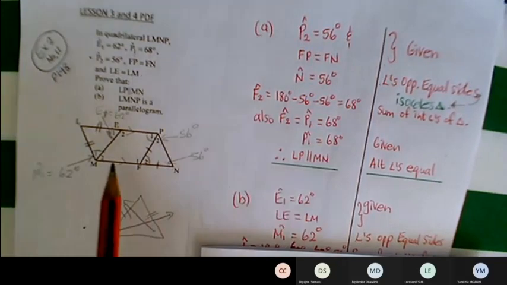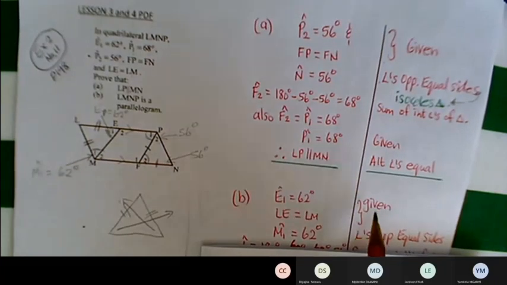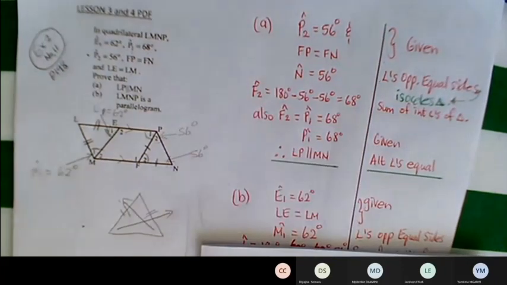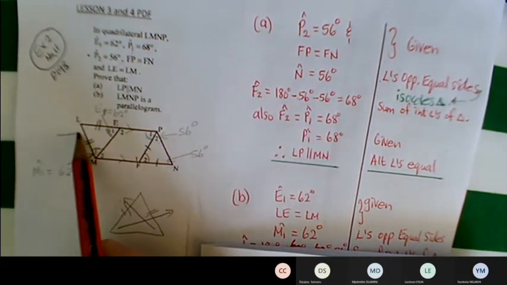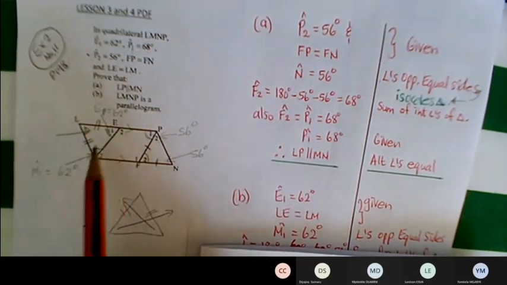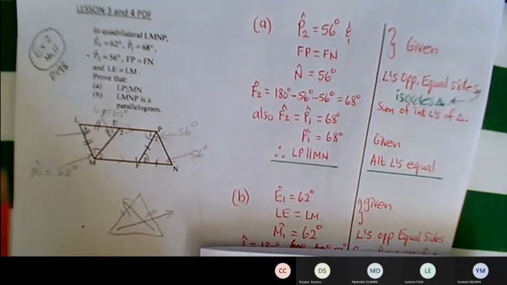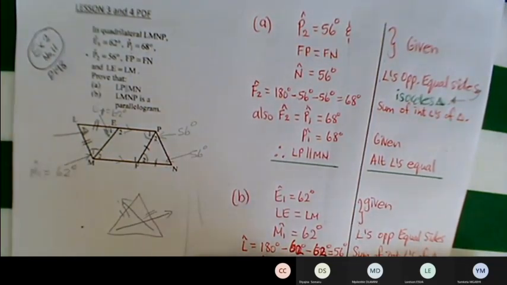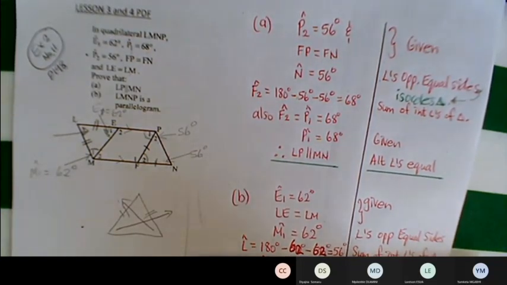So E1 is 62. There it is. LE equals LM. It was given, right? Also given. And then M1 is 62. Why? Because equal angles opposite equal sides. So that means using interior angles of a triangle, I can now figure out that angle. So 180 subtract 62 will give me that angle L. Right? So L is equal to 180 minus 62, minus 62 will give me 56. Sum of interior angles of a triangle.